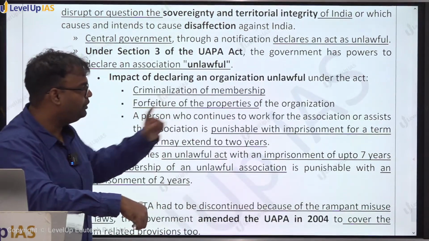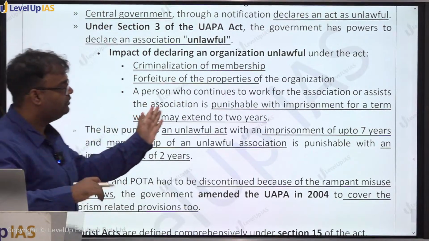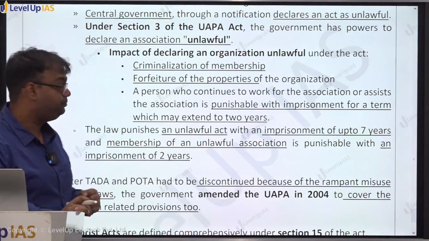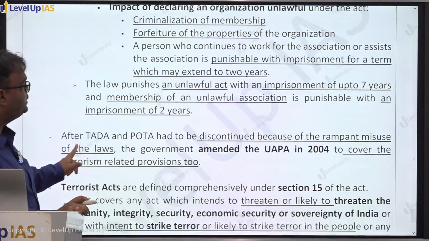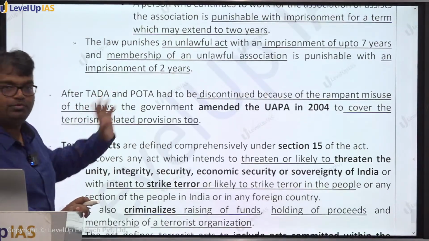For forfeiture of the properties of the organization, a person who continues to work for the association or assist the association is punishable with imprisonment for a term which may extend to 2 years. The law punishes an unlawful act with an imprisonment of up to 7 years, and membership of any unlawful association is punishable with an imprisonment of up to 2 years.